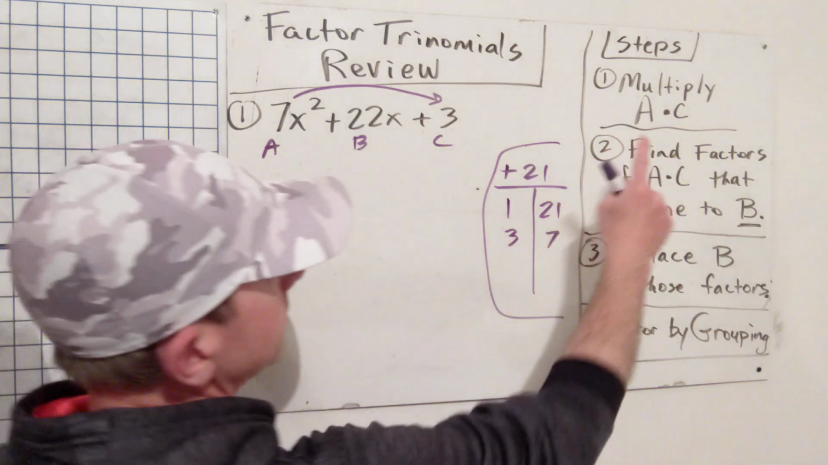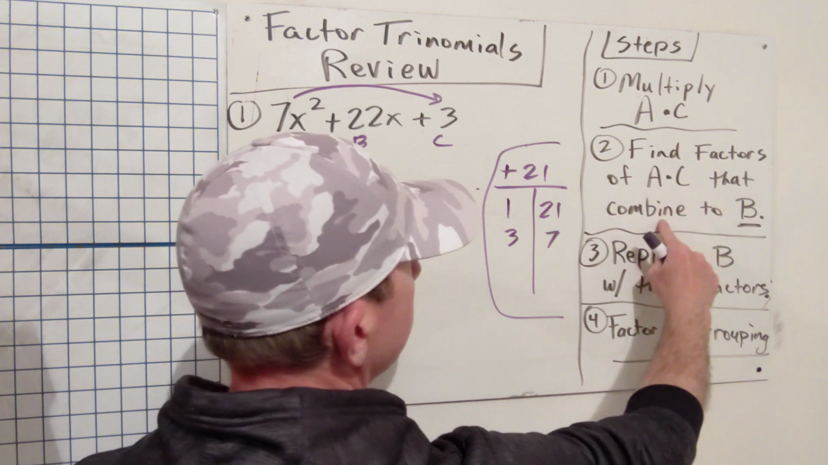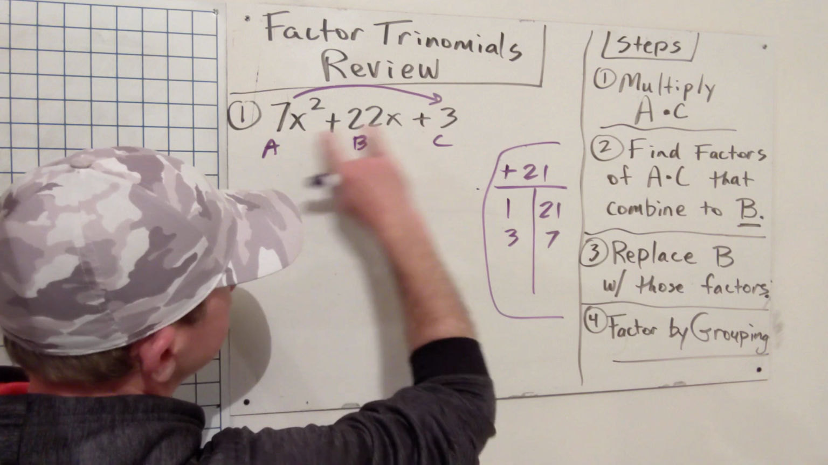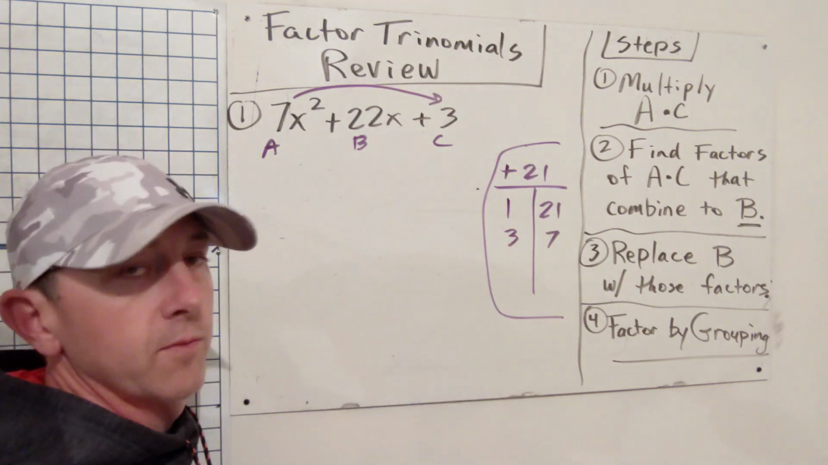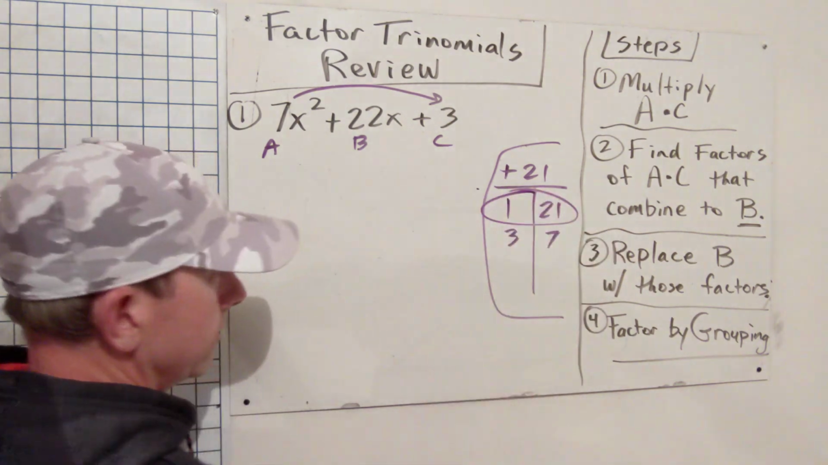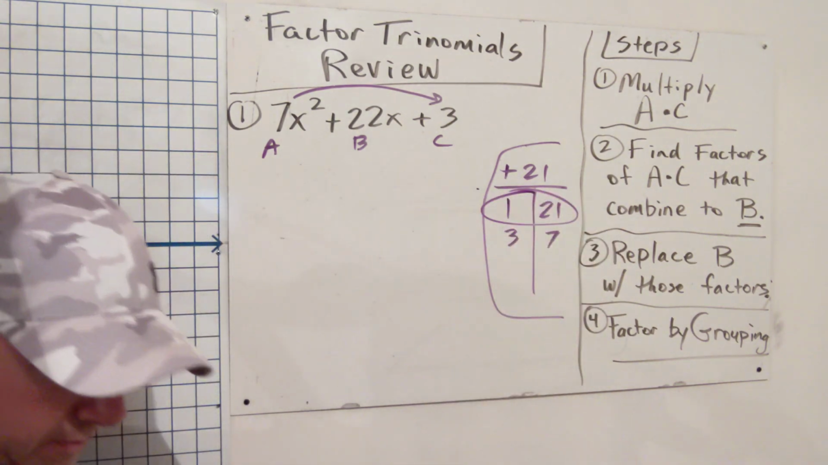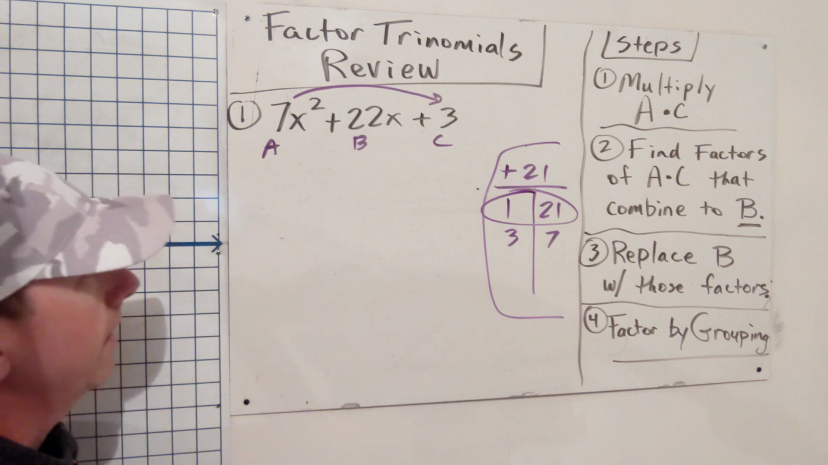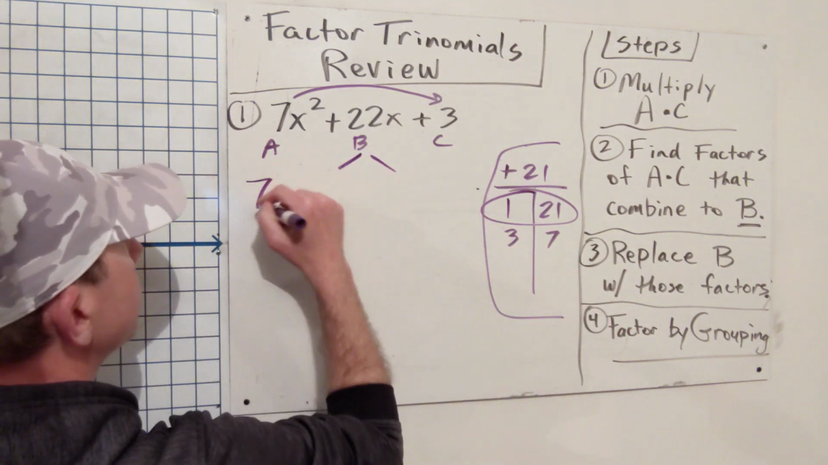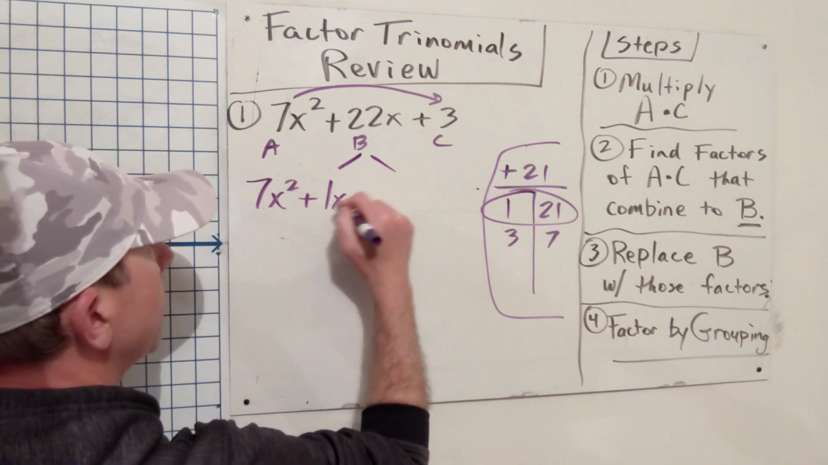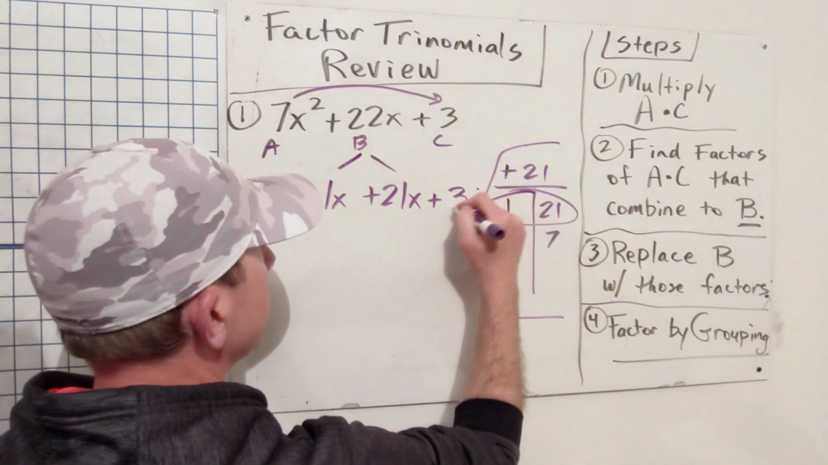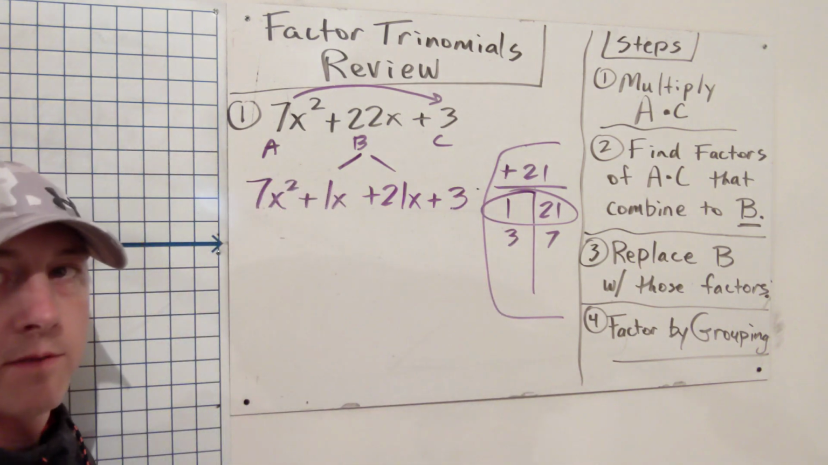So we want to find the factors of A times C that combine to B. So when we look at our two options here, now look here, these are all positives. I put a positive 21 there, so that tells me I want the one that adds to 22. So it's going to be this one, the one that combines to B. All right, now we're going to replace B with those factors. So we're going to split B up, and we're going to have 7x squared plus 1x plus 21x plus C was 3. Okay, and so that's the tough part.